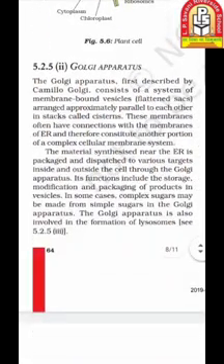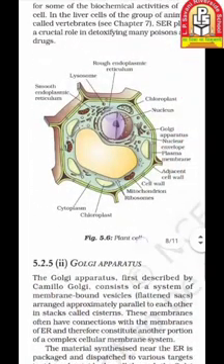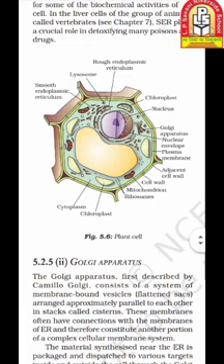Our next organelle is the Golgi apparatus. The Golgi apparatus was first described by Camillo Golgi. That's why, in memory of Camillo Golgi, we know it as the Golgi apparatus. It consists of a system of membrane-bound vesicles, flattened sacs arranged approximately parallel to each other in stacks called cisternae. If we look at the Golgi apparatus, it is present in both plant and animal cells.